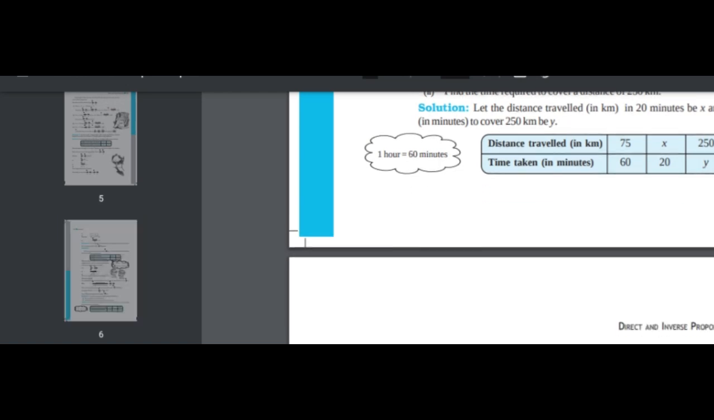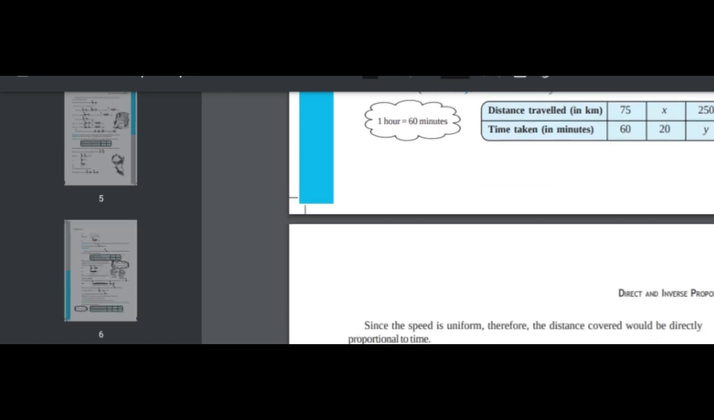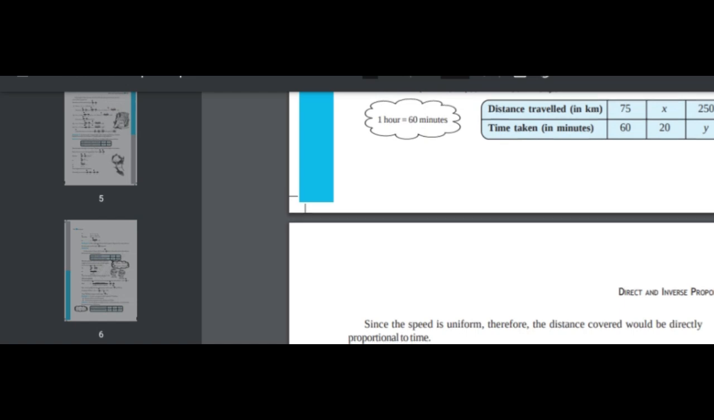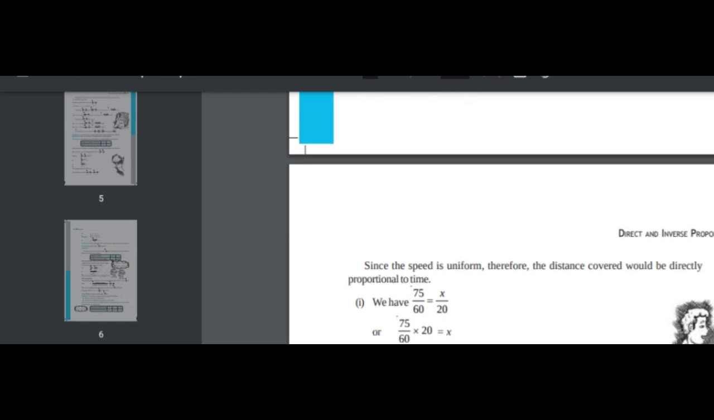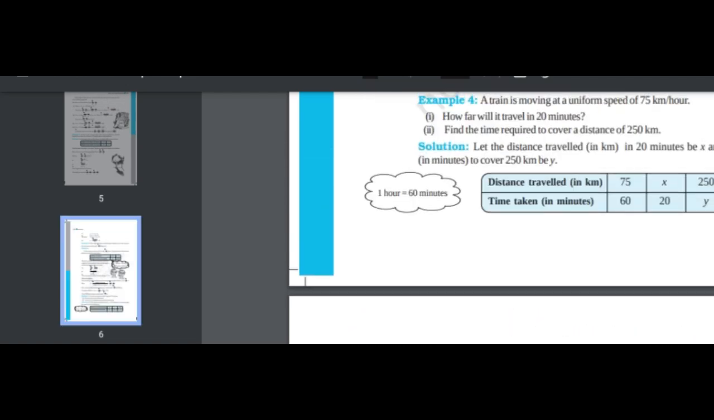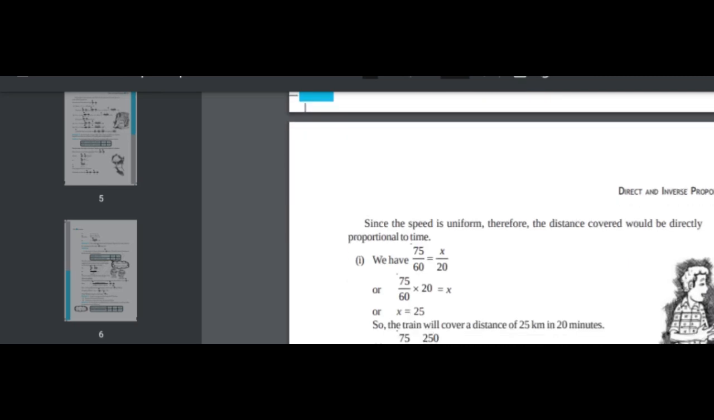So since the speed is uniform, the distance covered will be directly proportional to the time. Here we have x1, y1, x2, y2. We simply find that x will be 25 for the y. Now we have to find for the y. The formula will be the same. And we got the answer for the first one: the distance is 25 km in 20 minutes, and for 200 minutes it is 3 hours and 20 minutes.